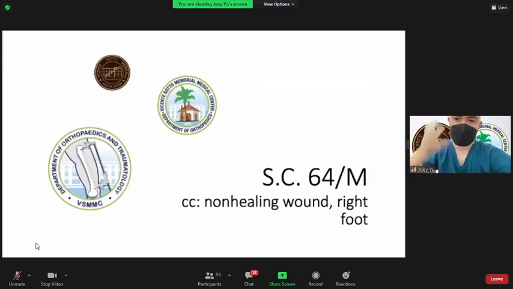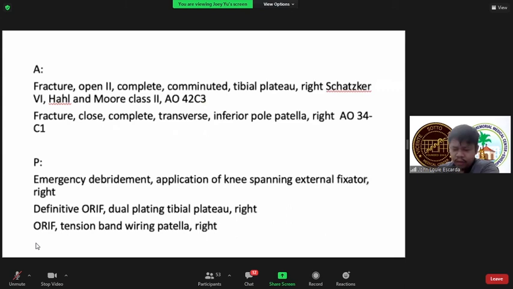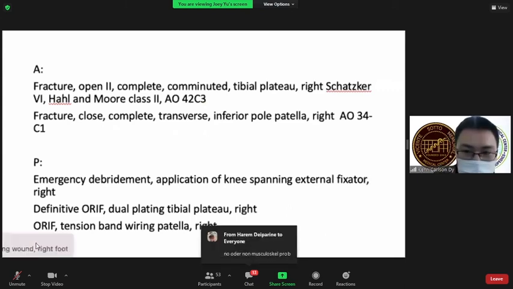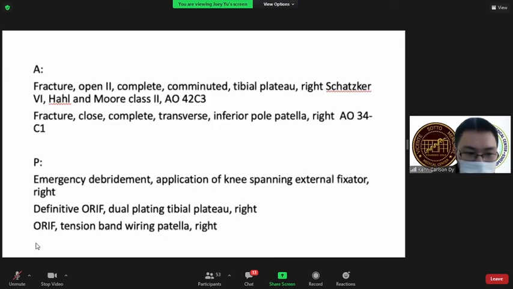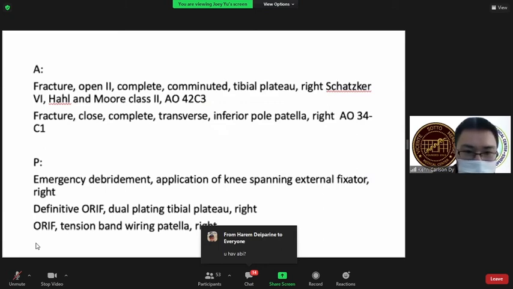So for our next admission, co-management. Sorry, before you proceed, your spanning, the spanning you did. Yes, the spanning is to regain length, and to allow for temporary healing of the soft tissue before definitive management. And the tension band wiring for the patella? Okay, the plan is clear, good.